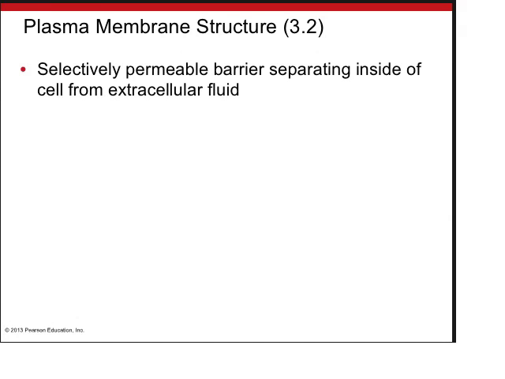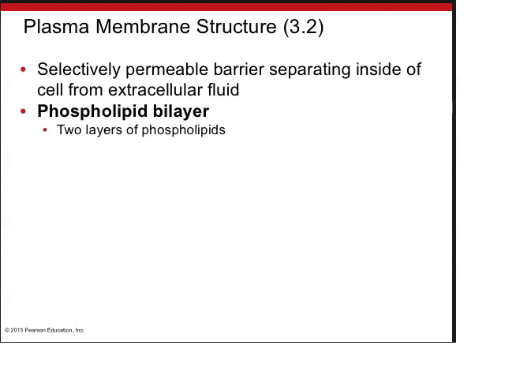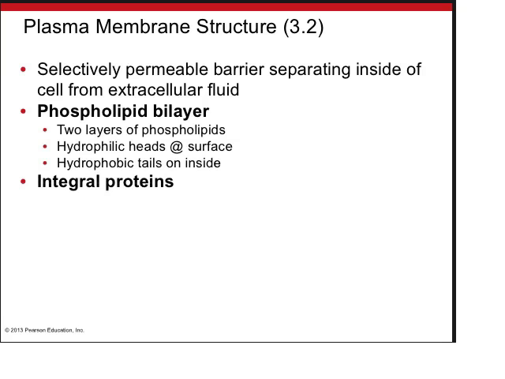The plasma membrane is a selectively permeable barrier that separates the inside of the cell from the extracellular fluid. It's made up of a phospholipid bilayer, two layers of phospholipids with the hydrophilic heads at the inner and outer surface and the hydrophobic tails in the interior of the membrane. So if we were to draw this, let's draw what this might look like.